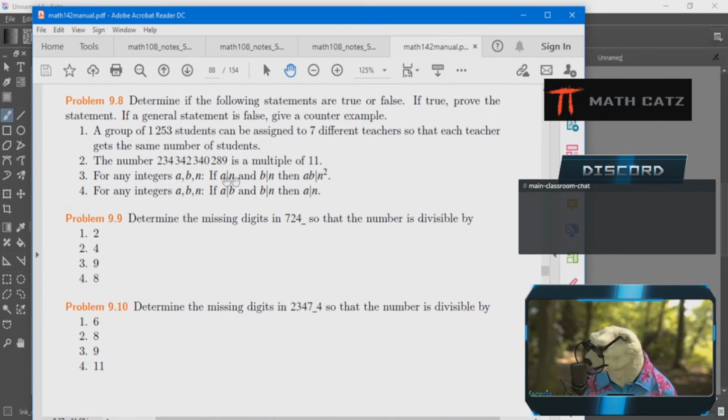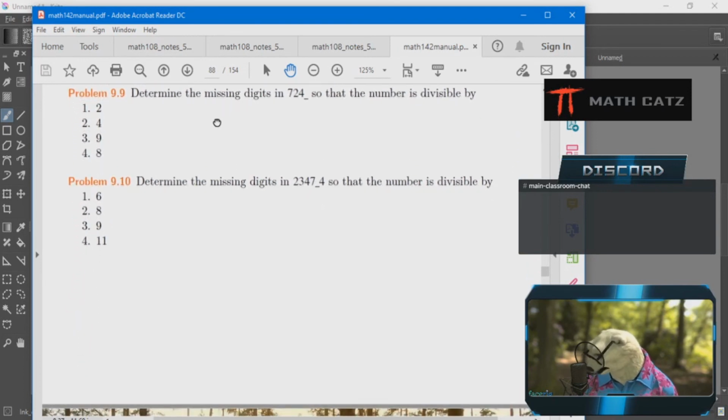9.8, if you don't like the general statements here, you don't have to worry about them because we're not getting tested on that. And then 9.9 and 9.10 are similar to the last exercise we did. So have a look at those if you feel like it, or if you don't, whatever you like to do to make sure you master this topic.